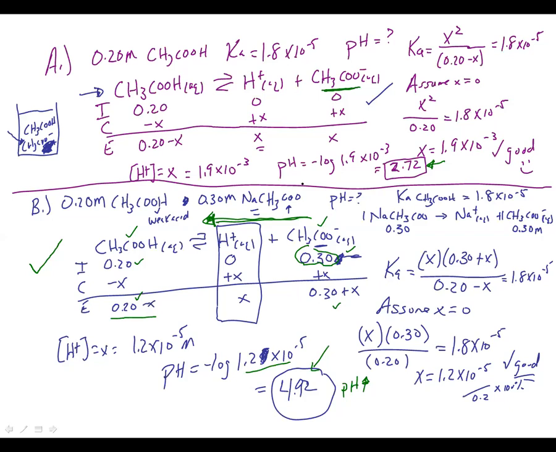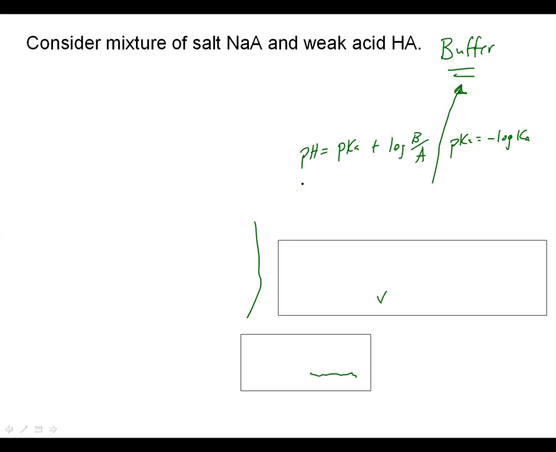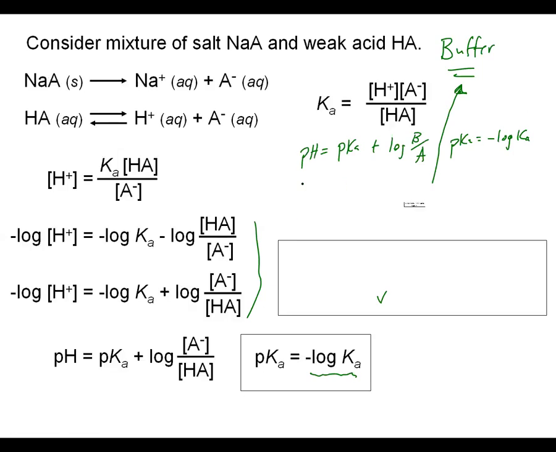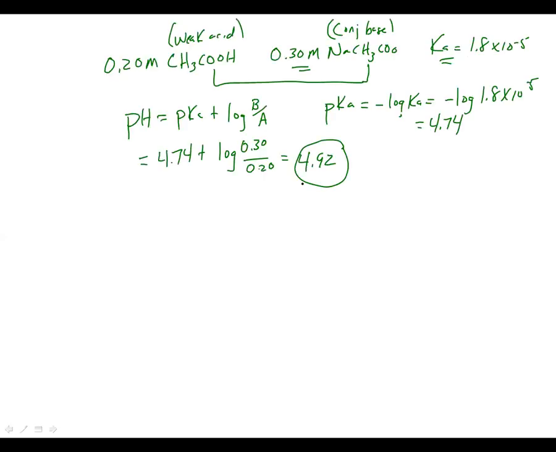But in part B, which is the same one I just did on the next slide, you can go into the Henderson-Hasselbalch equation. This gives you another way to calculate the pH of a solution that involves a weak acid and conjugate base, or even a weak base and conjugate acid situation.